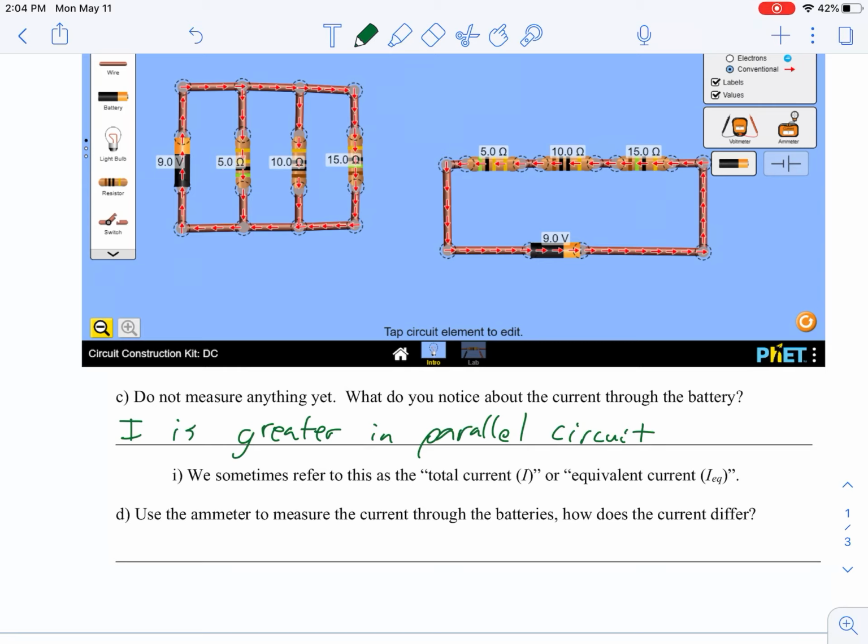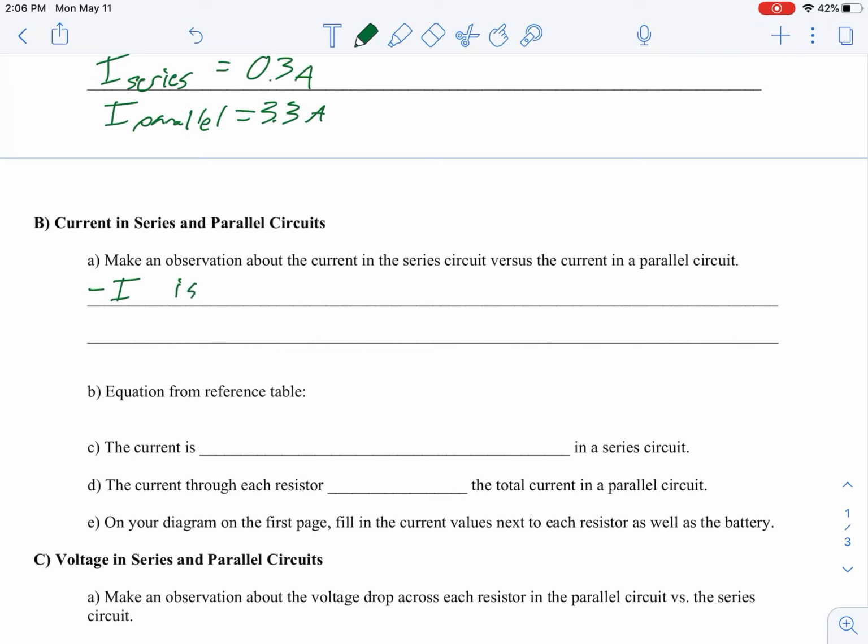Let's see. Let's look at the series circuit first. Okay, so the current through the battery is 0.3. The current through this wire over here is 0.3. That kind of makes sense. They're on the other sides of the battery. So look at the current through this resistor on the right. 0.3. Okay, this one, 0.3. Okay, the current is 0.3 everywhere in a series circuit. That's interesting. Now, it's only 0.3 because of this specific circuit and those values. So let's just say the current is the same everywhere in a series circuit.